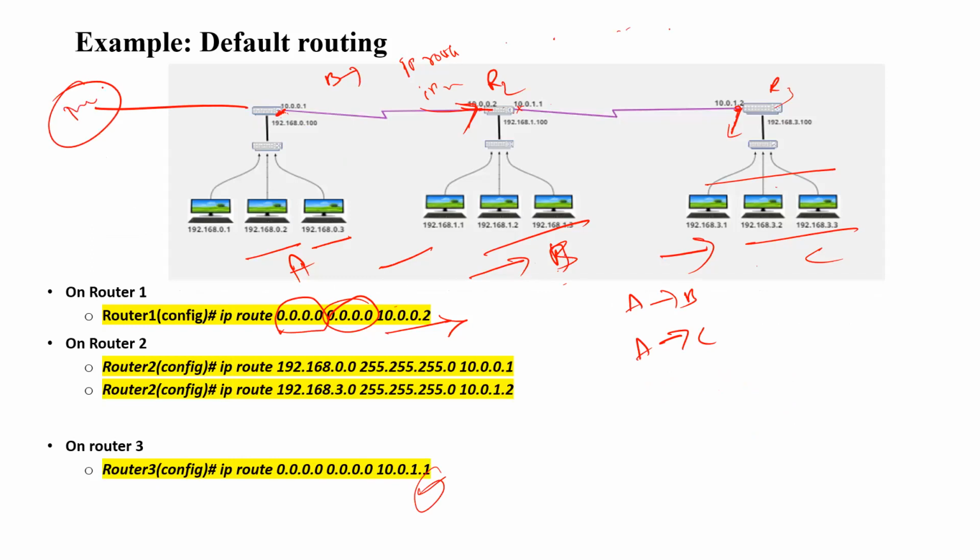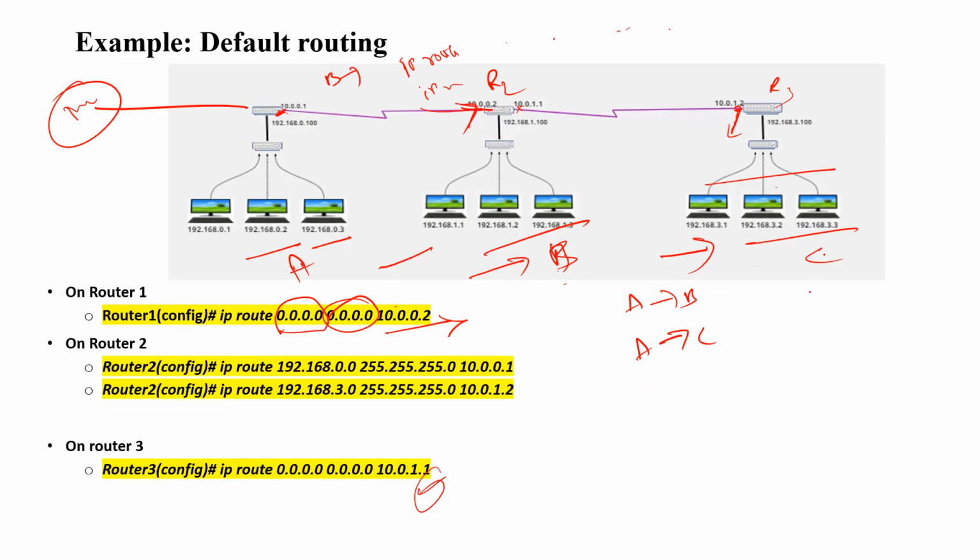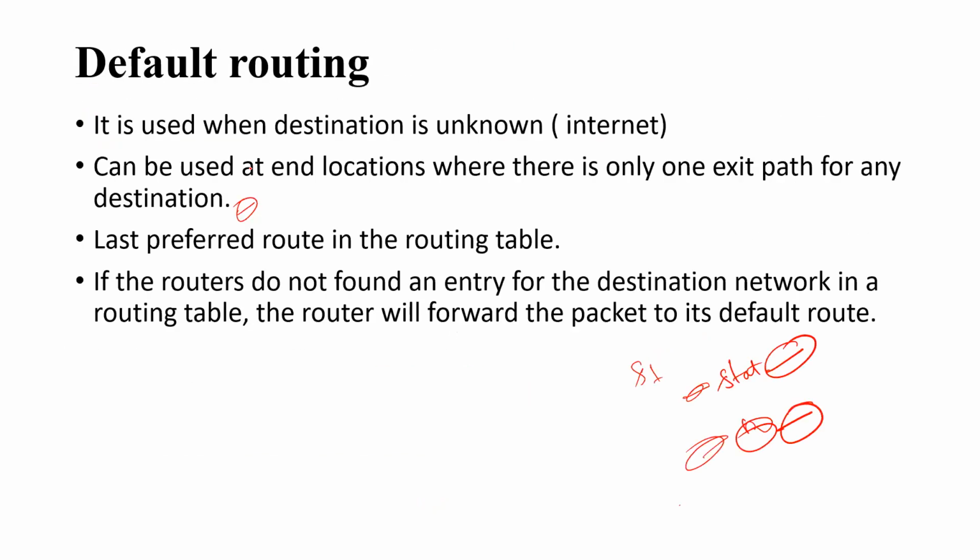So if we want to reach the internet, what happens? We have the static routes configured to reach B and C. If you want to reach B and C, it will go forward using the static routes. If you want to reach the internet, it will go with the default route we configured. That's what it means. First it will check the static routes, then dynamic route, then default route.